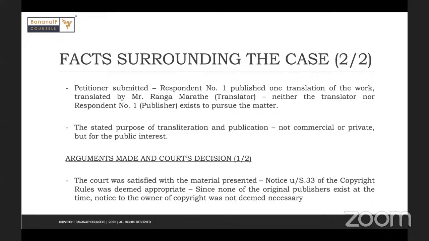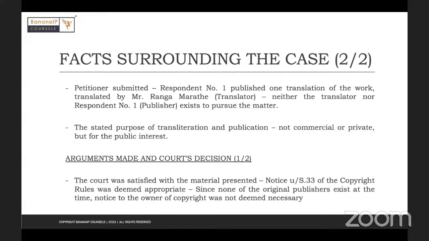The stated purpose of the translation as submitted by the petitioner was that they did not intend to make any commercial or private use of the translated publication, but this is solely for the public interest since they intended to publish this Marathi translation for the public interest.